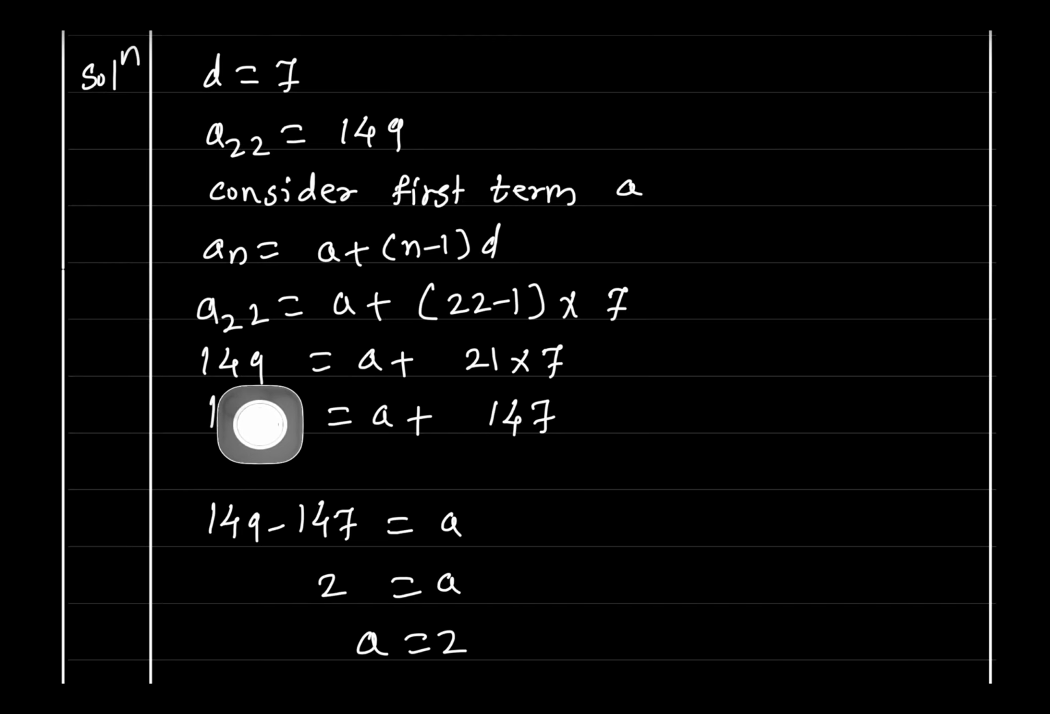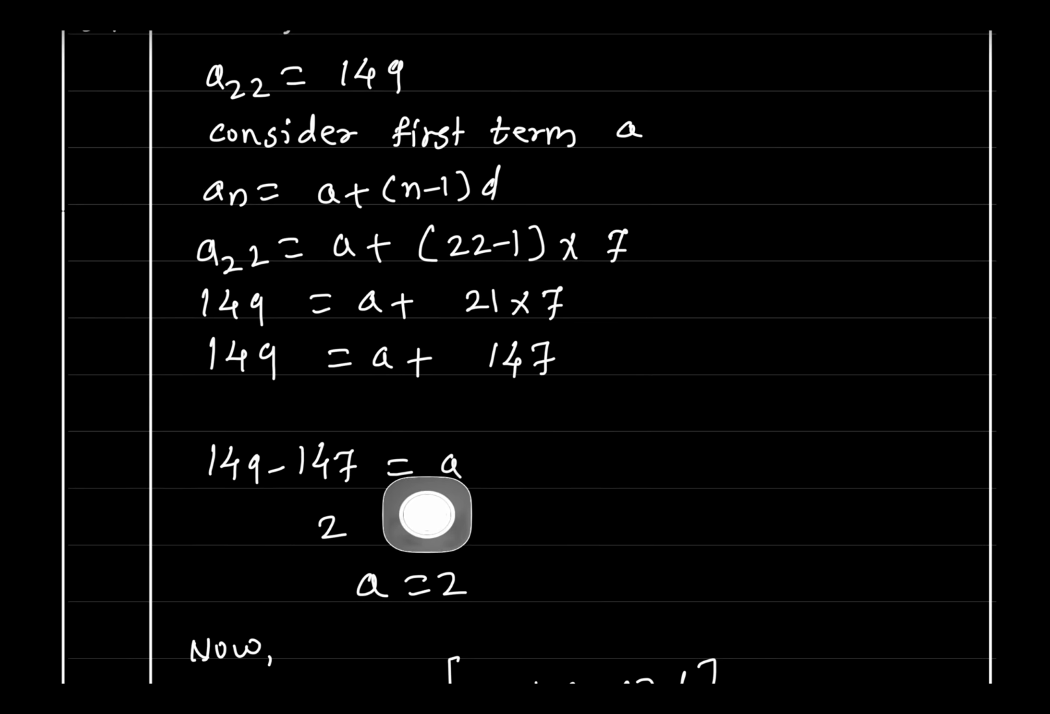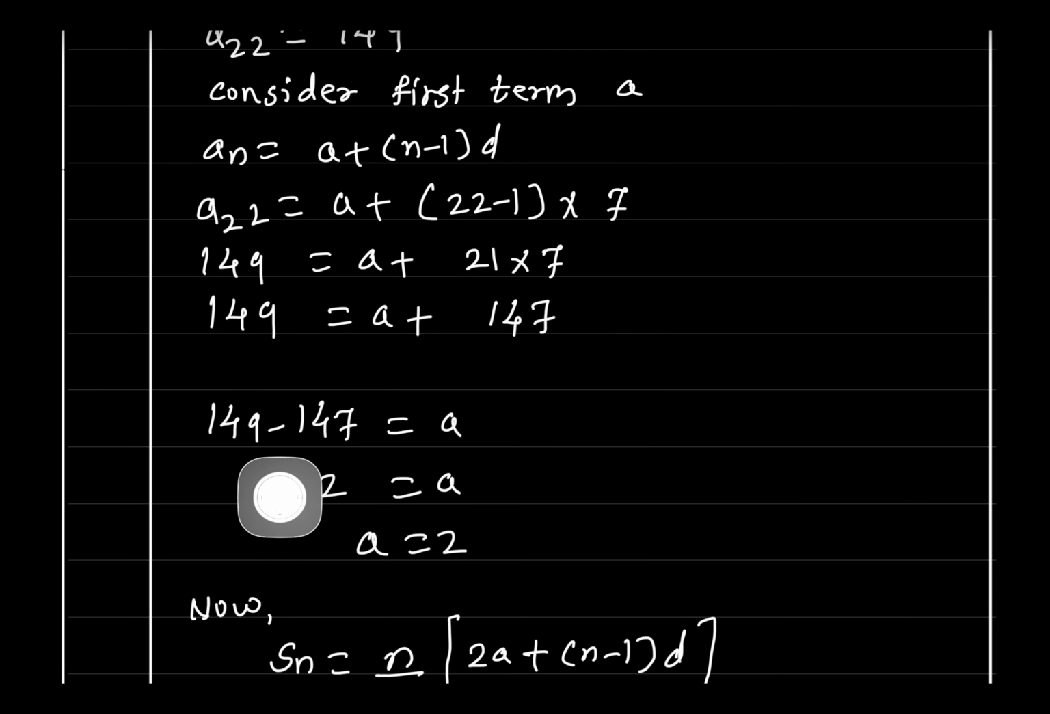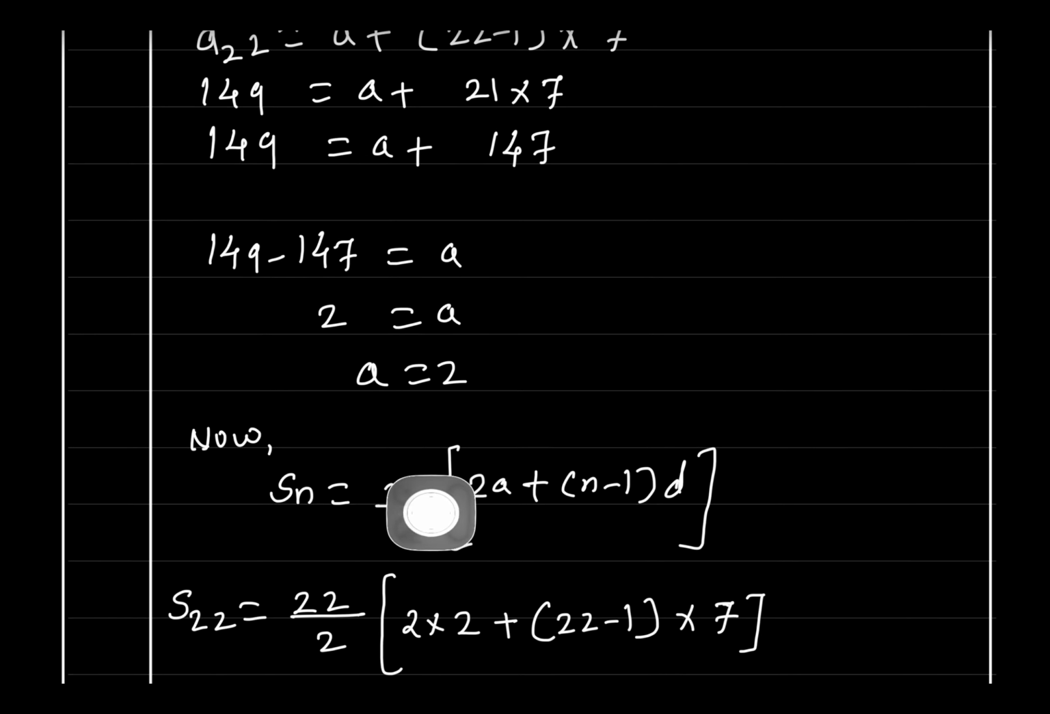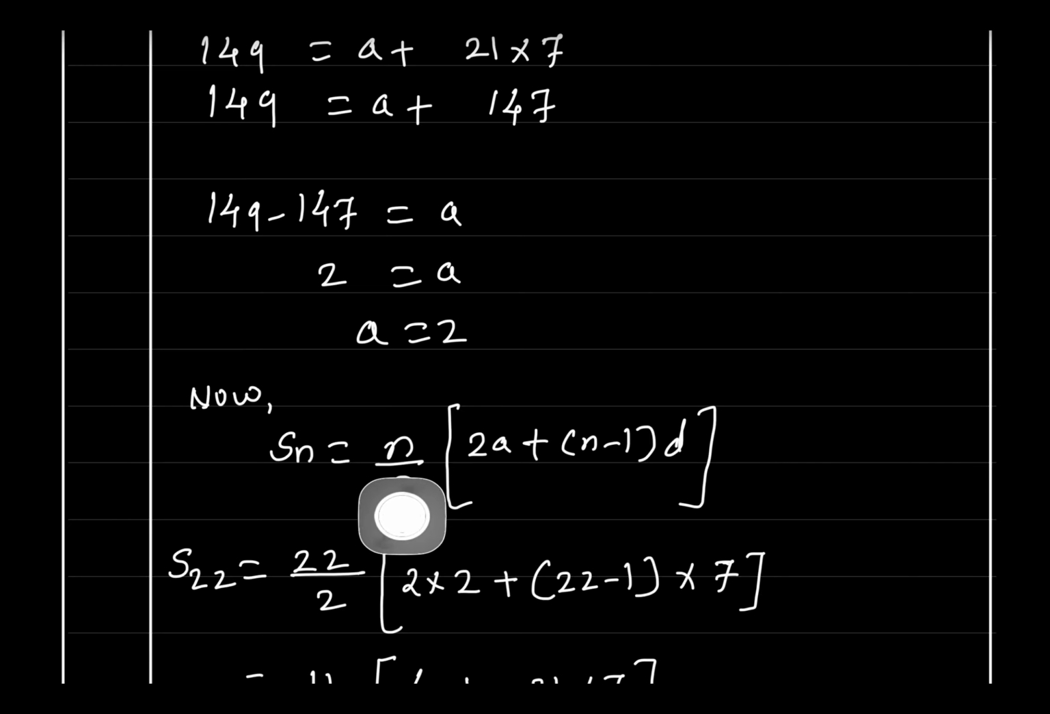So an equals a plus (n minus 1) into d, so a22 equals a plus (22 minus 1) into 7. a22 is 149, equals a plus 21 into 7, and that multiplication is 147, a as it is. So 149 minus 147, transposing this side, equals a, and 149 minus 147 equals 2, so a equals 2.